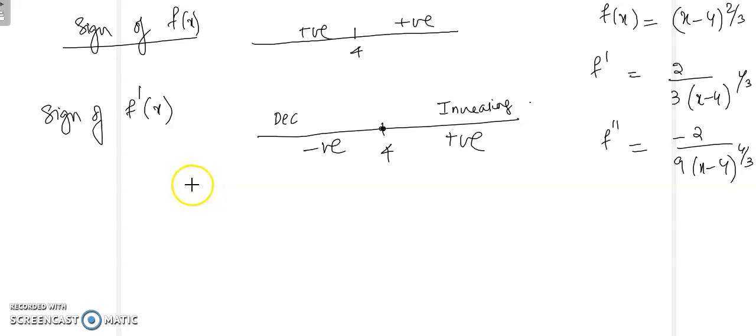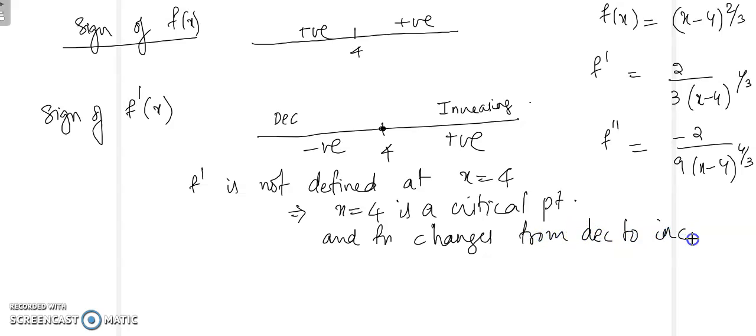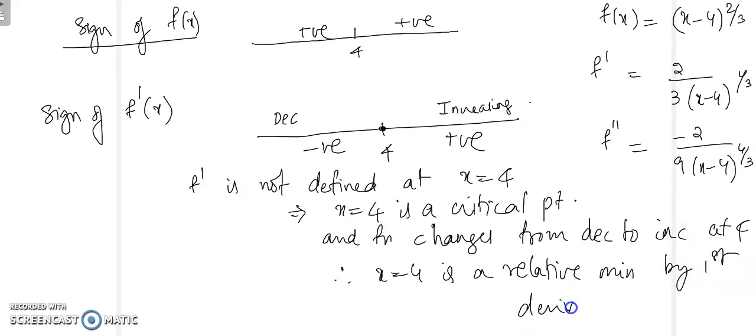So let us write that also. Here f dash is not defined at x equal to 4, so that implies x equal to 4 is a critical point, and the function changes from decreasing to increasing at 4. Therefore x equal to 4 is a relative minimum by the first derivative test. So those are the conclusions from the derivative, and now let us look at the sign of f double dash.